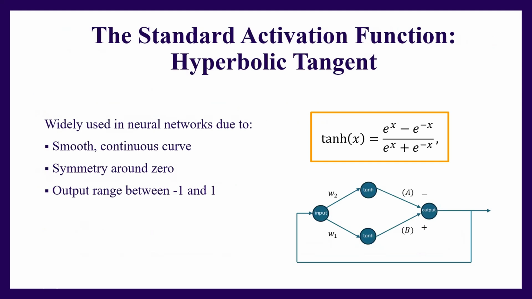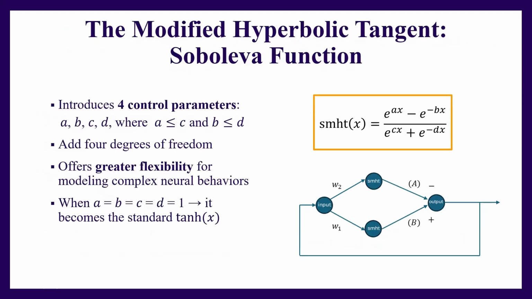The most basic activation function is the hyperbolic tangent or tanh. It's very commonly used because it's smooth, it's symmetrical around 0, and its output is between -1 and +1. But it has limitation when we want to simulate complex behavior. That's where the Soboleva hyperbolic tangent comes in.